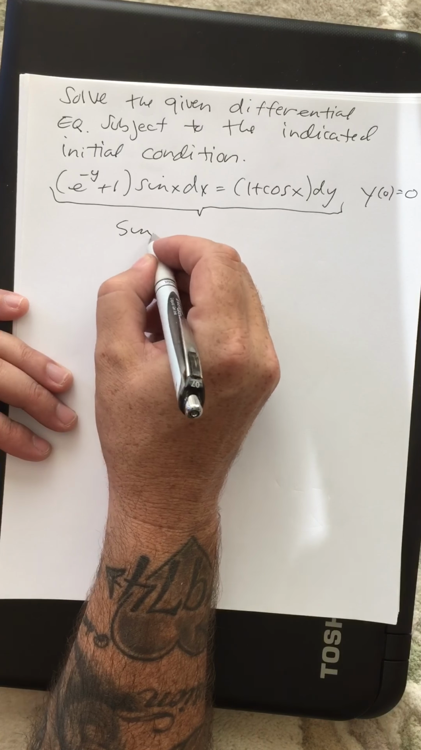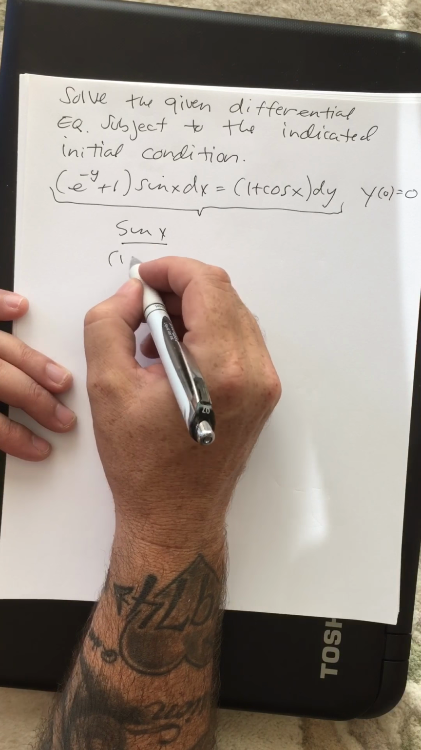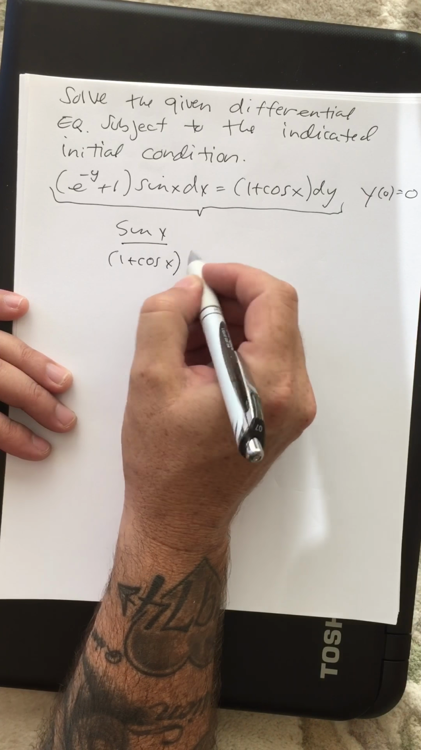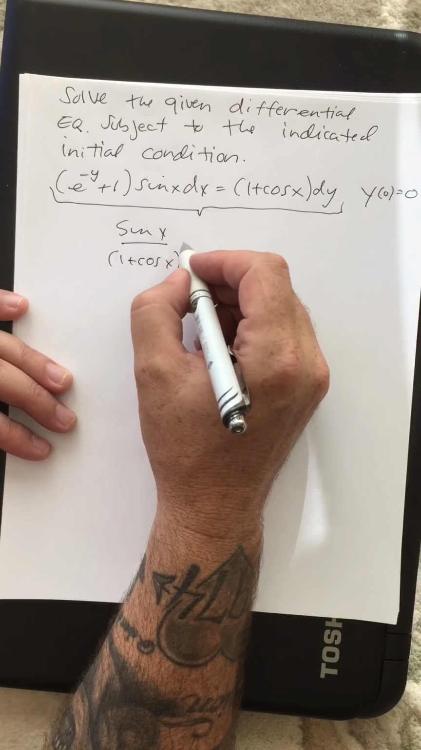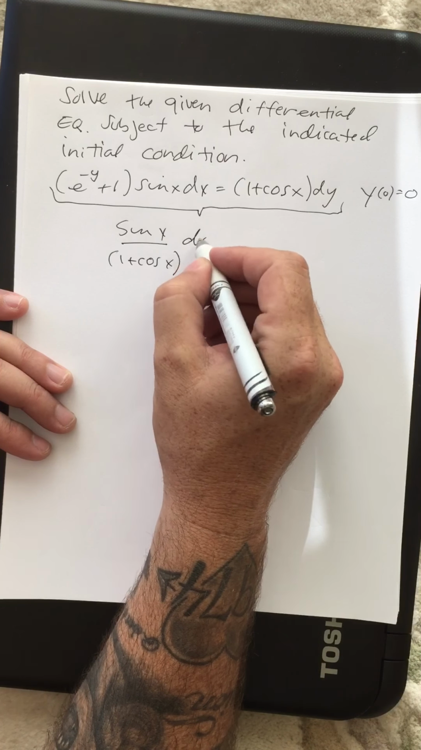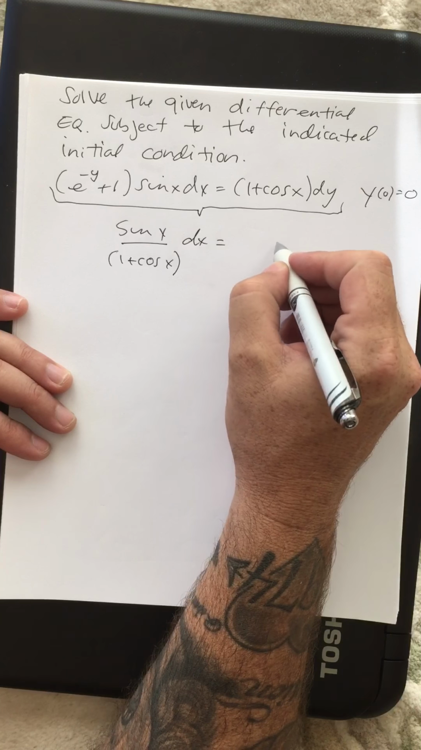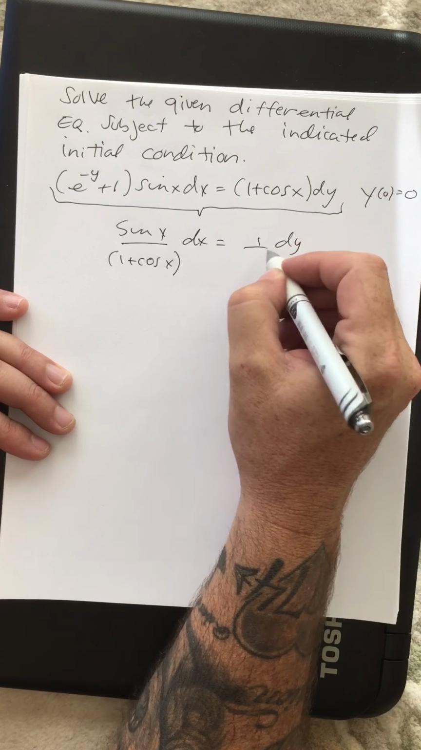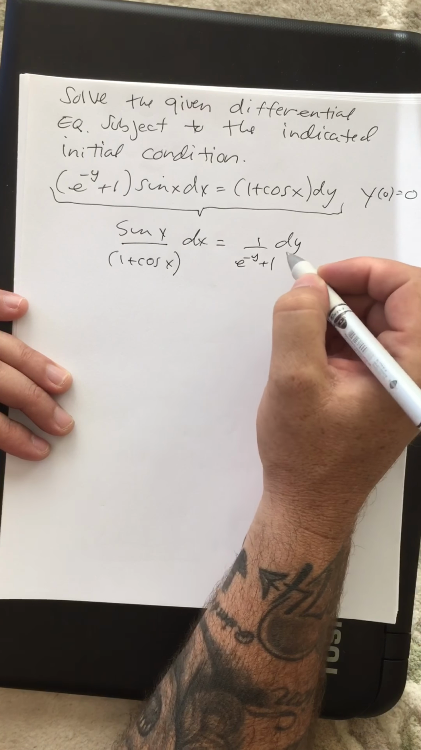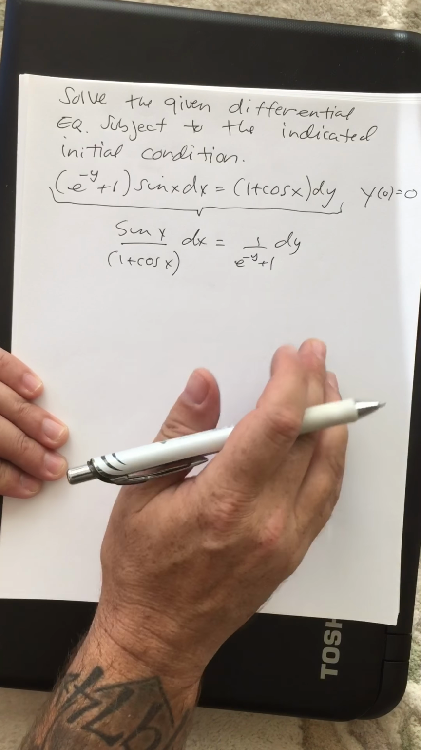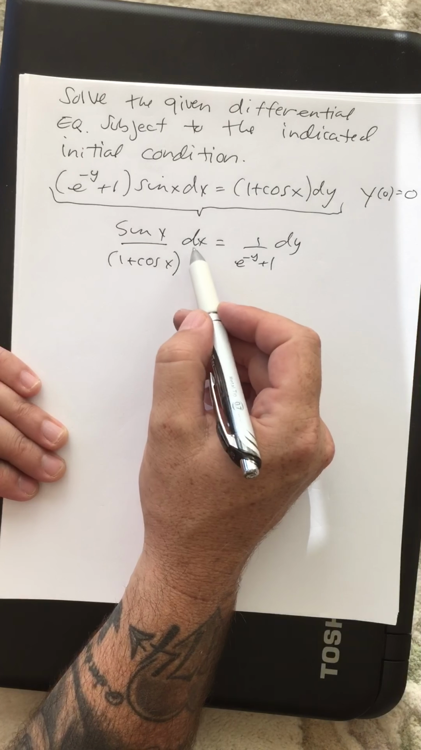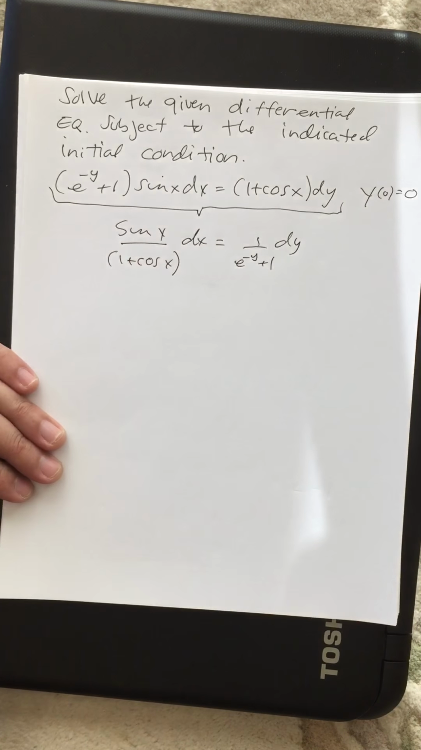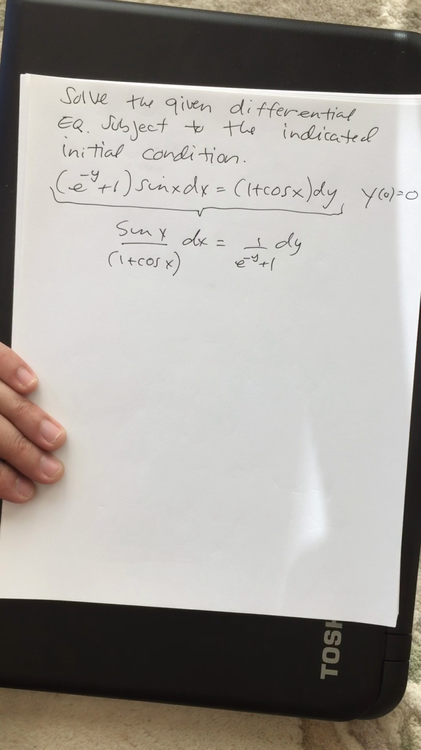So sine x over 1 plus cosine x, which I basically just divided by 1 plus cosine x, so it goes away on the other side, dx equals dy over e to the negative y plus 1. So that was just kind of a quick way to do it. So does that look like it's separated? You have all x on this side and you have all y on this side. So yeah, it is. So now we could try to solve this.